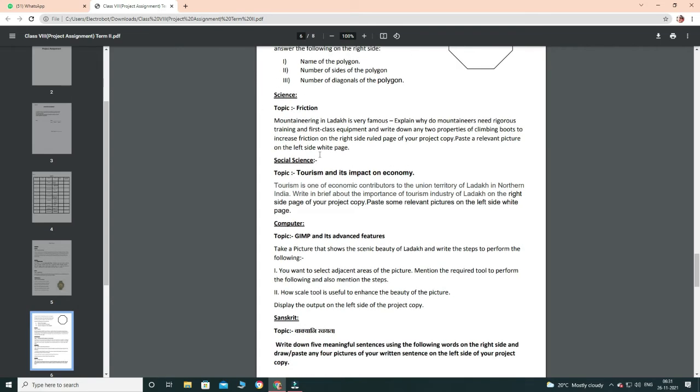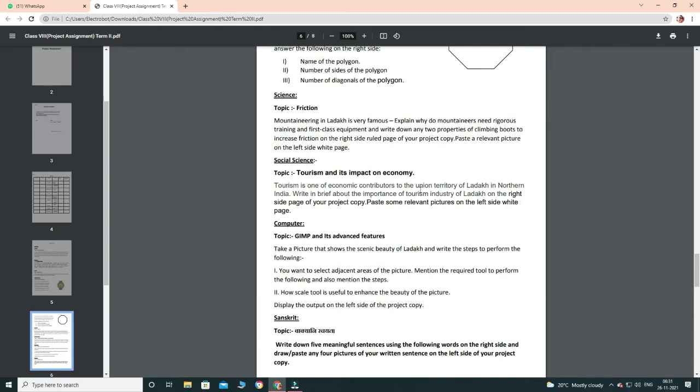Next subject is social science and the topic is tourism and its impact on economy. Tourism is one of the economic contributors to the Union Territory of Ladakh. As you know, it is one of the economic contributors of the Union Territory of Ladakh in northern India.